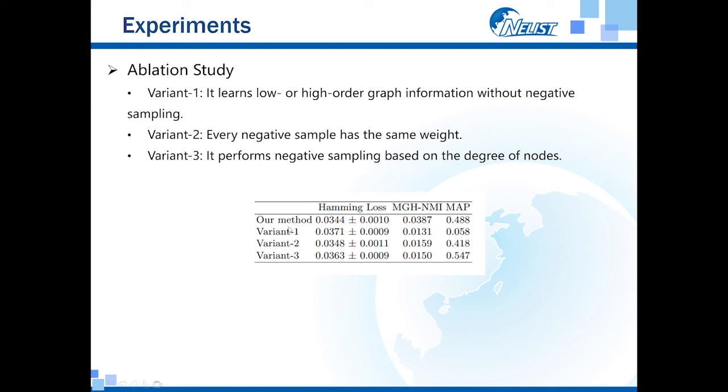We see the results. For variant 1, the performance results show that the distance-based negative sampling can in fact improve the ability to learn representations. The method without negative sampling does not perform well. Then the experiment results of the method with equal weight negative samples have improved, but there's still a gap with the distance-based negative sampling methods.